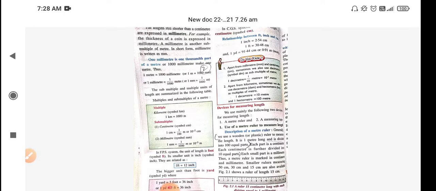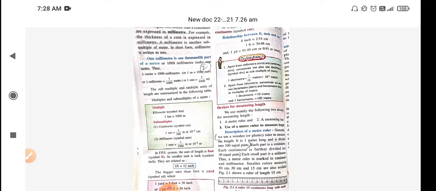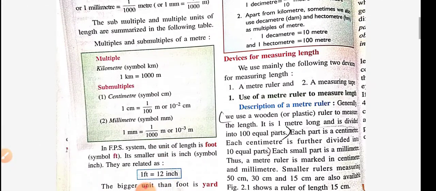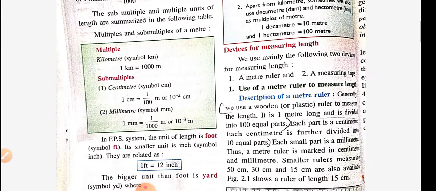In our previous video we completed the measurement of length. Now in this video we will discuss devices for measuring length. First topic is devices for measuring length. Generally we use a meter ruler and a measuring tape. So what is the meter ruler?